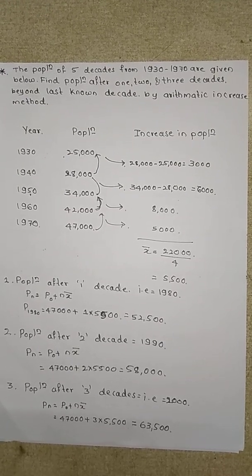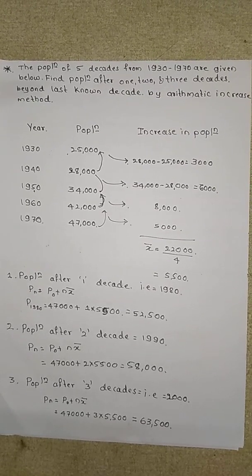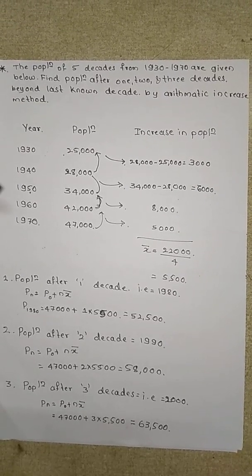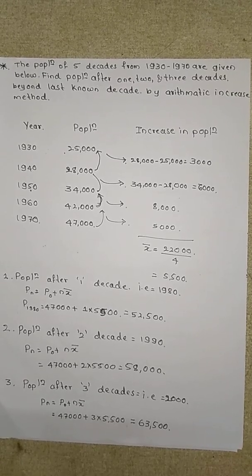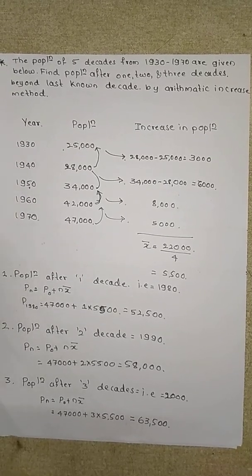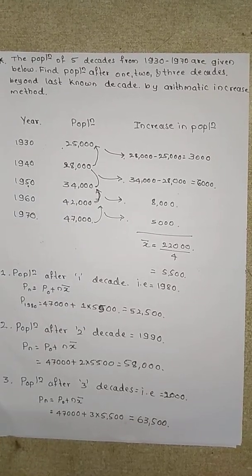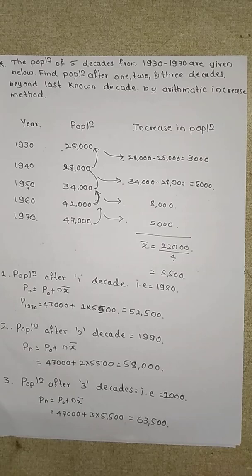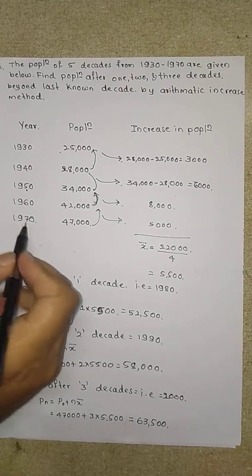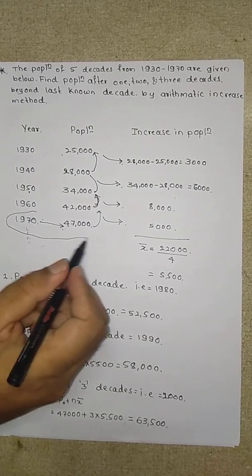With the same data you can determine the forecasted population by using 2 or 3 methods. First we will solve the problems one method at a time, and then in a single problem we will do it by 2 to 3 methods. That we will see later; right now we are going to solve only by the arithmetic increase method. In this problem they have given the population of 5 decades. By using these, we need to find the population 1, 2 and 3 decades after the known population. Now, what is the known population?